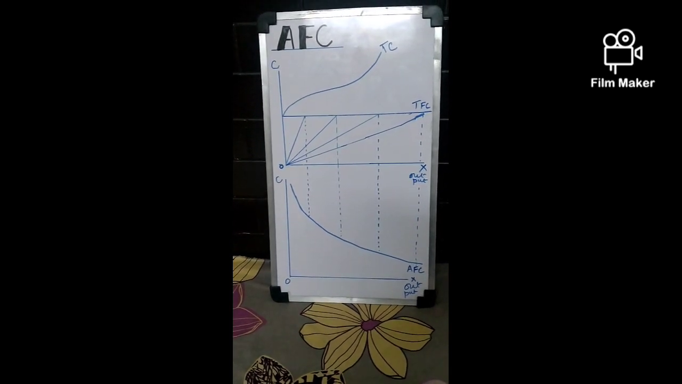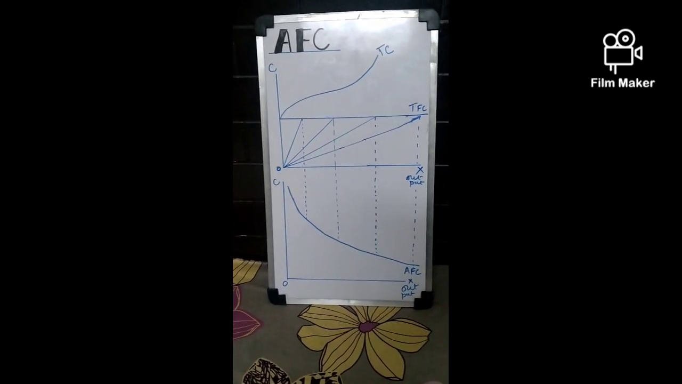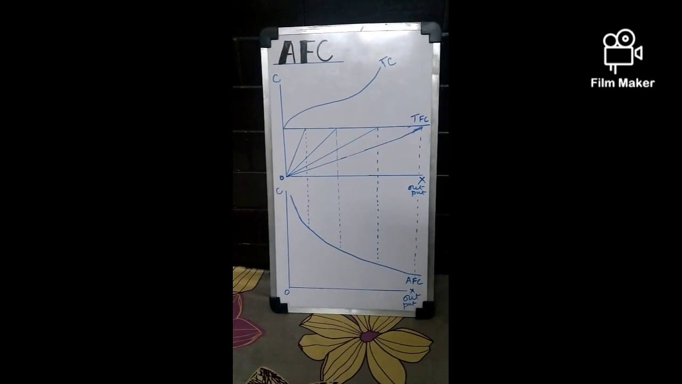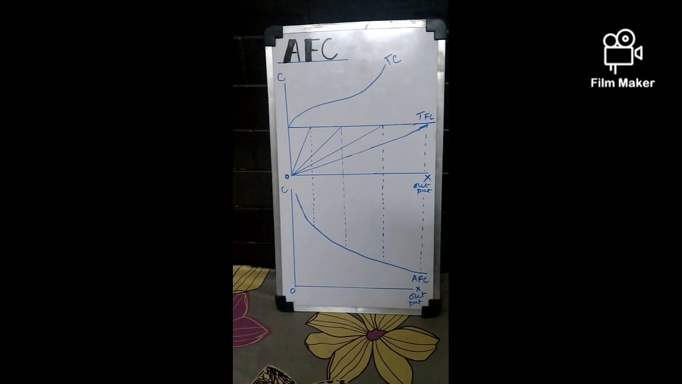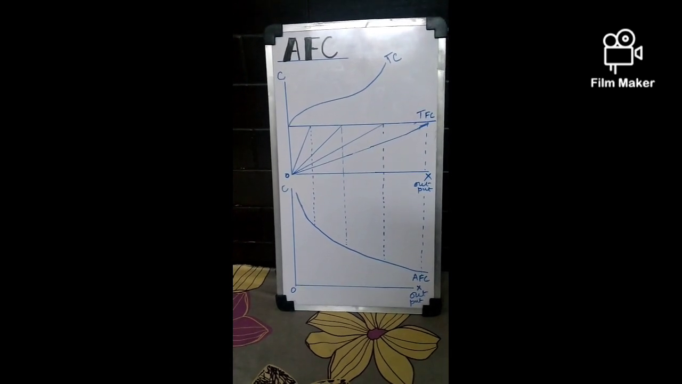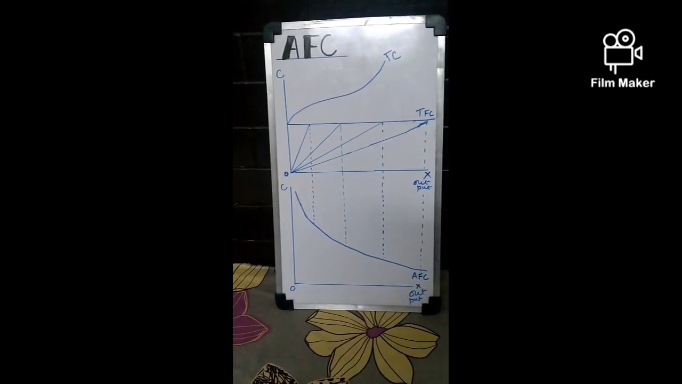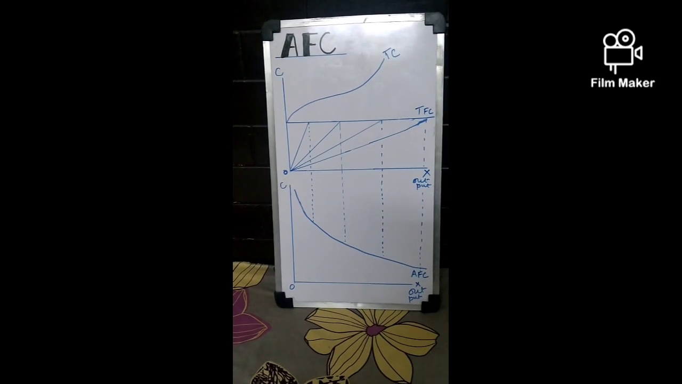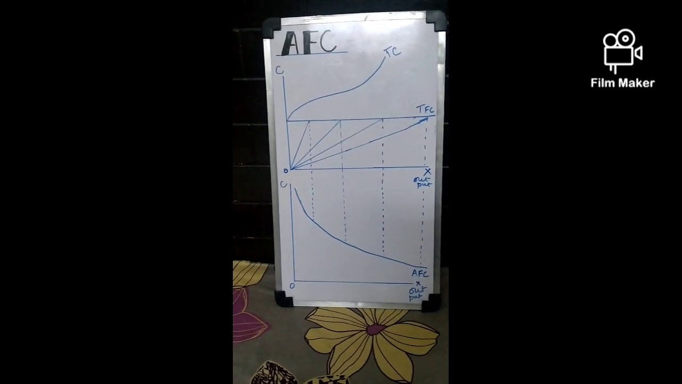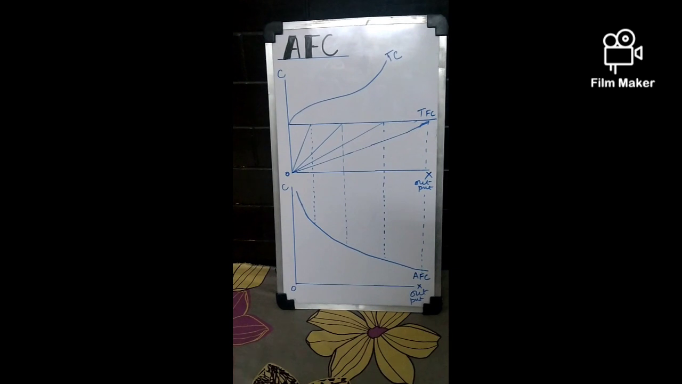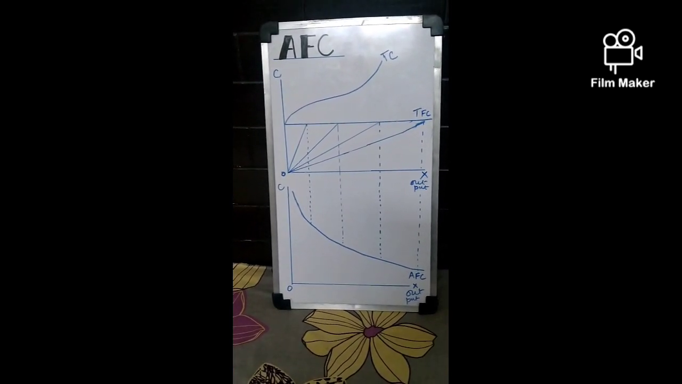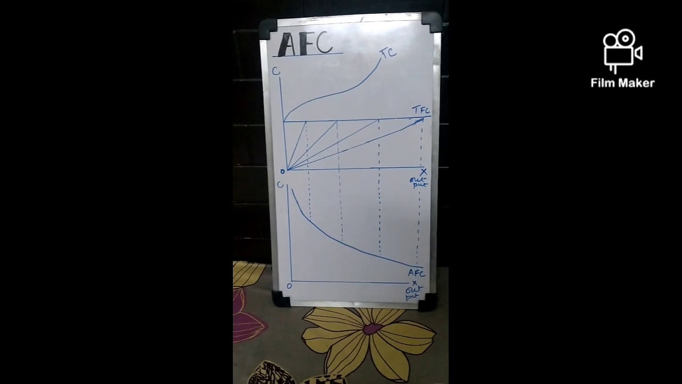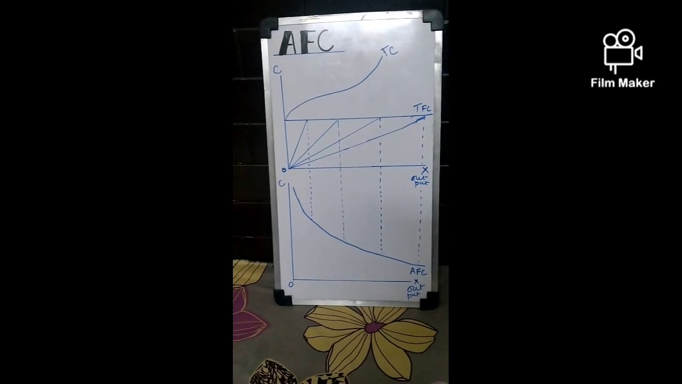So the average fixed cost curve is in the lower part of the figure, and it has a rectangular hyperbola shape. That is the shape which is asymptotic, and it does not touch the axis. So a rectangular hyperbola shape is a shape that is asymptotic, or does not touch the axis.